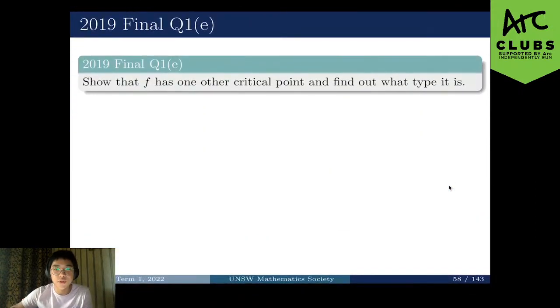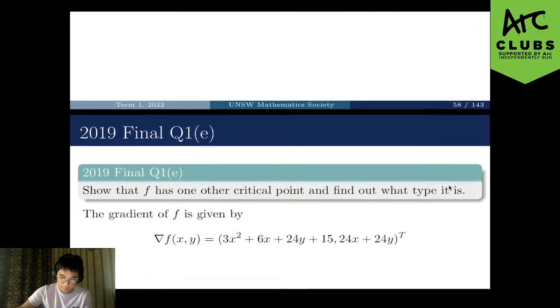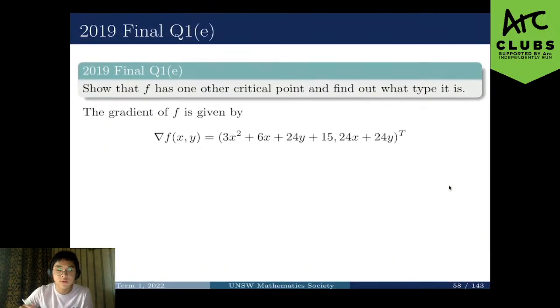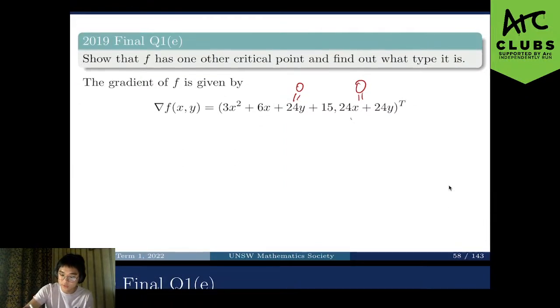Show that f has one other critical point and find out what type it is. So we find the gradient, as we discussed before, and then we're just going to solve it. This part equals 0, and 24x plus 24y is equal to 0. So we have x equals minus y, something like that. We have something else, and then we sub it in to here.